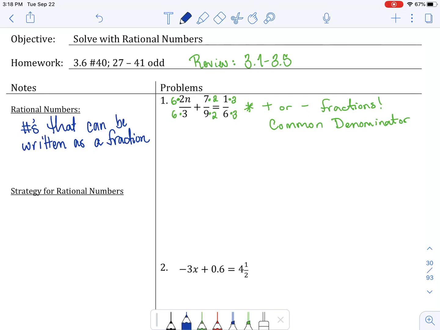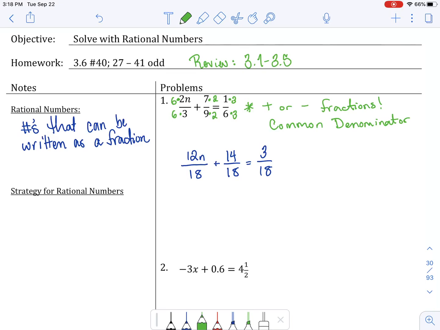Now, we have all of our fractions with the denominator of 18. So 12n over 18 plus 14 over 18 equals 3 over 18. Now, certainly a common denominator makes it easier to add and subtract. If I wanted to cancel out this, subtract it over, you absolutely can. But I want to show you a fun trick that you can do as well.